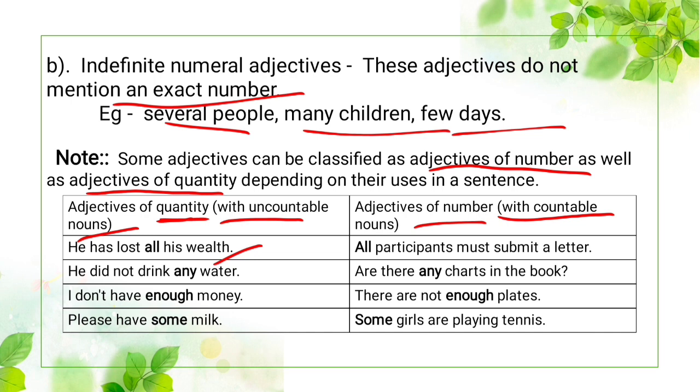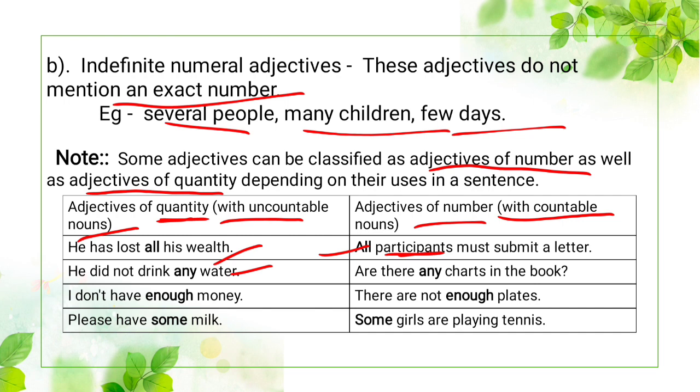Next example is all participants must submit a letter. Here we can see that the word participants is a countable noun. So the adjective that is used in the sentence, that is all, will be classified as adjectives of number and will fall in the category of indefinite numeral adjectives. Next example is he did not drink any water. Here we can see that the word water is an uncountable noun. So the use of the adjective any will be classified as adjective of quantity.